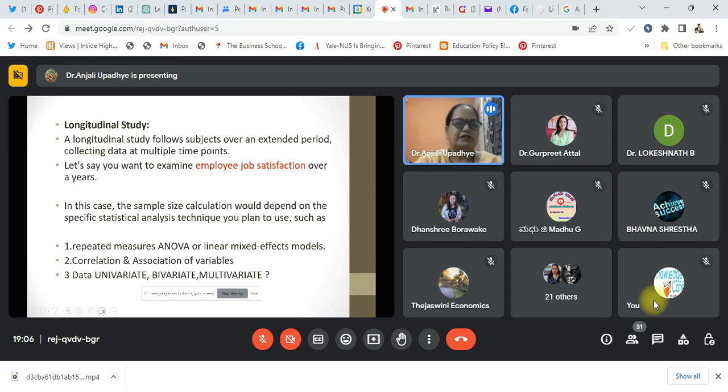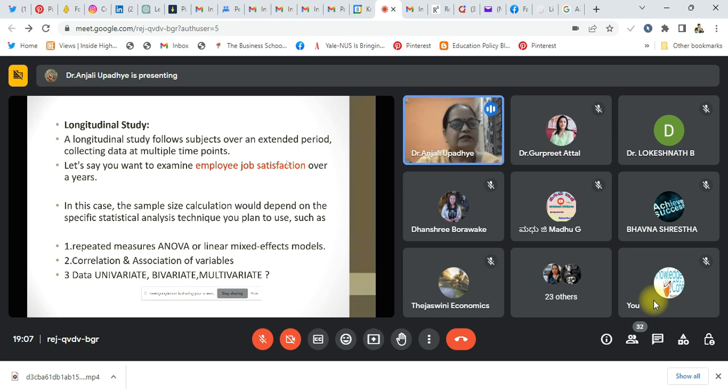Now we'll go for another example. See here, here is a longitudinal study. This study follows the subjects over an extended period of time. How much extended period? That means up to 5 years or 5 to 10 years. It is a long study. Therefore, we are collecting the data at multiple time points, maybe after 6 months, maybe 8 months, or maybe 1 year, or 2 years, or 3 years, or many years.